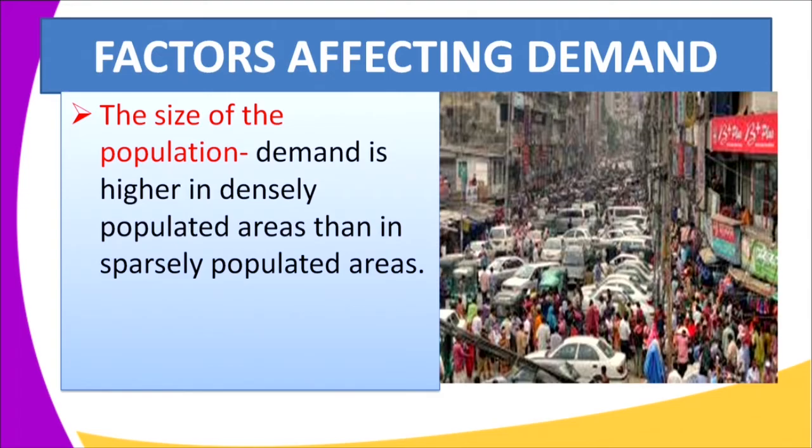Therefore, if an area is densely populated, the demand in that particular region is high. For instance, in towns, demand for goods is usually higher because many people live around towns. If an area is sparsely populated, the demand for that area is low because there are not many people there to demand the goods. So the higher the population, the higher the demand. The lower the population, the lower the demand.